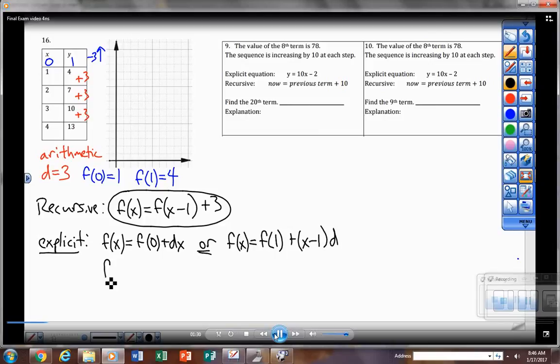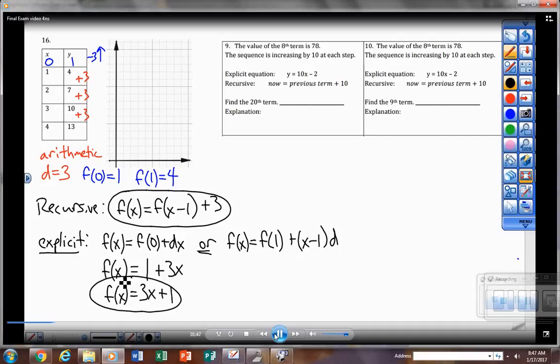Here we go. For the first one, I'm going to plug in the 0 term, which is 1, and my d term, which is 3. I'm going to write it in slope-intercept form, so that answer is f(x) equals 3x plus 1.